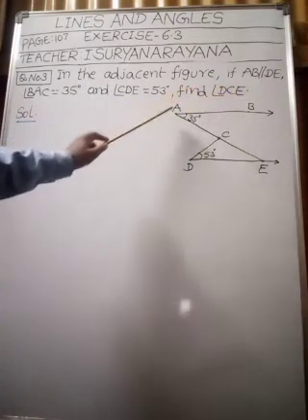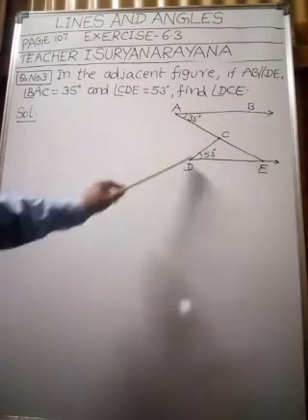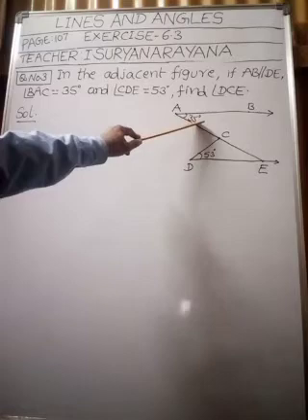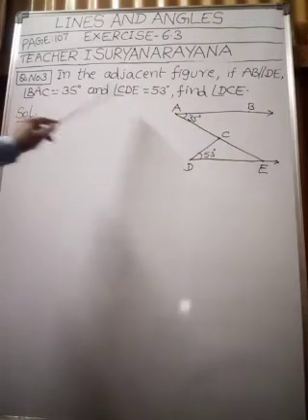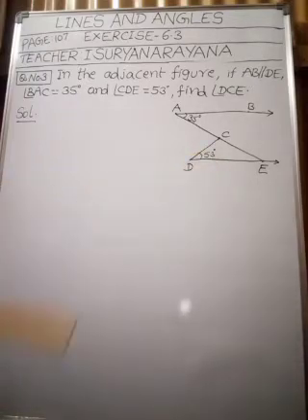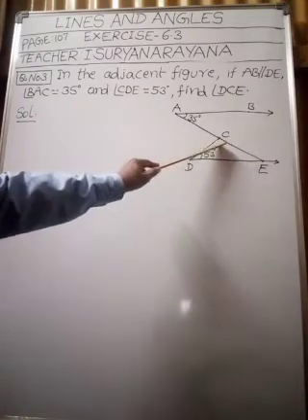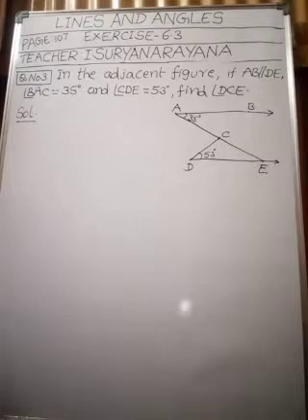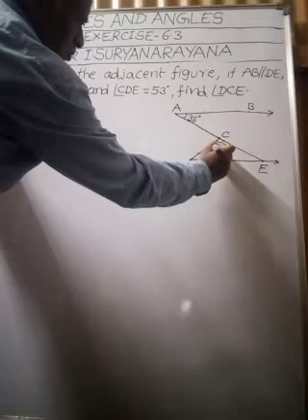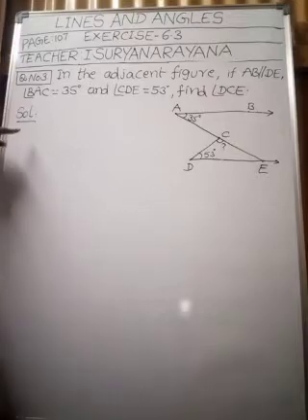Observe this figure. Here what is given? AB is parallel to DE. These two lines are parallel lines. And angle BAC, the measurement of this angle is 35 degrees. And angle CDE, the measurement of this angle is 53 degrees. We have to find angle DCE. Okay, my children, understood this question? Right. We have to find that angle. Let us come to the solution part.